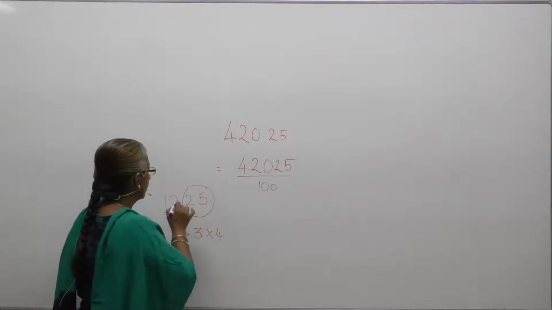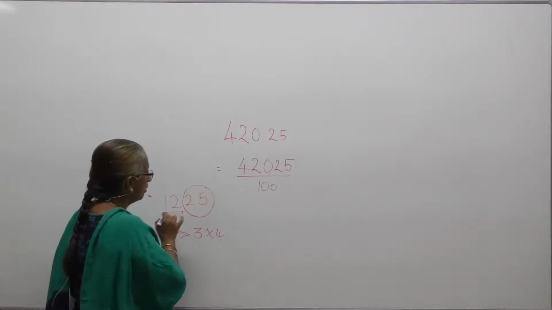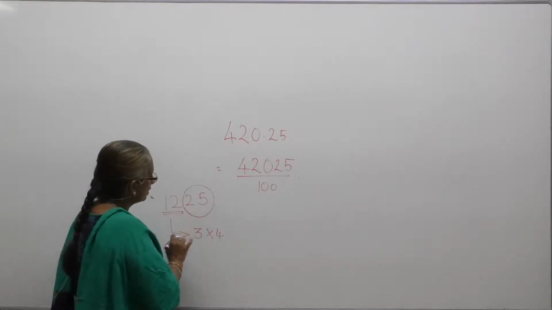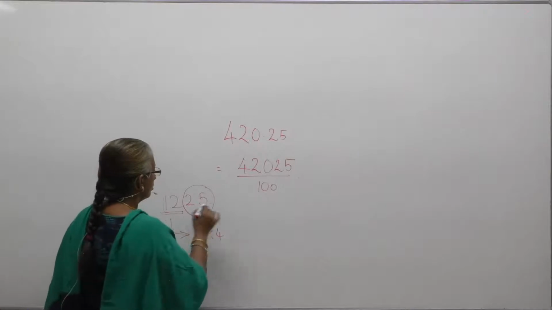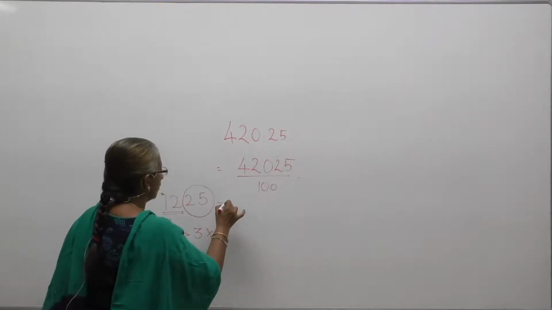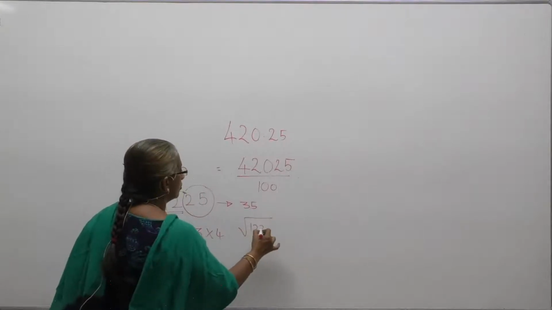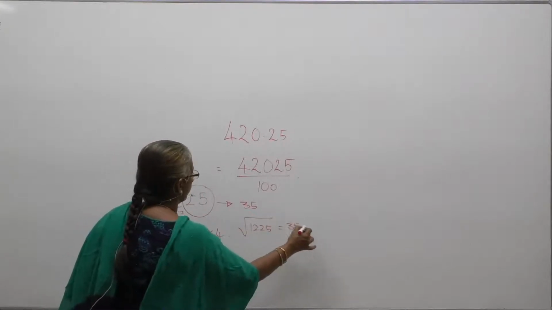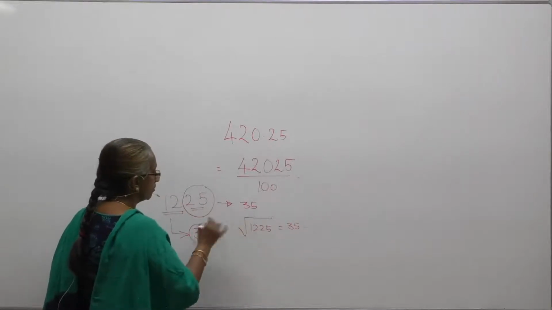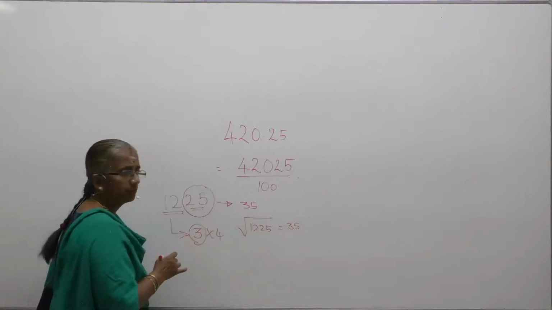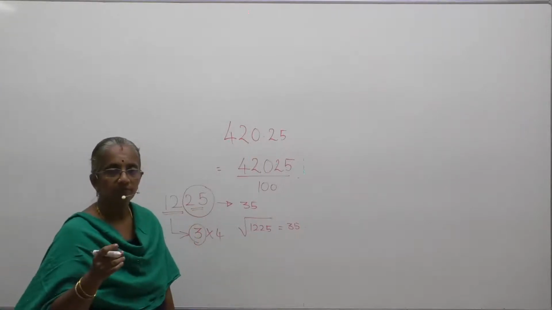1225. Leave the 25. The remaining number, which is 12, can be written as a product of 3 and 4, which are two consecutive numbers. So the square root of this will be 35. So, this 3, and then the square root of 25 is 5. So both combined it is 35. So the square root of 1225 is 35.